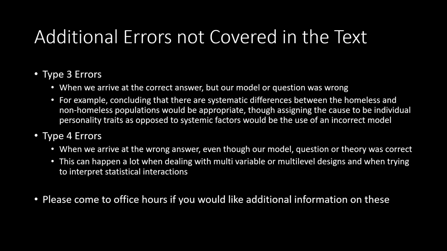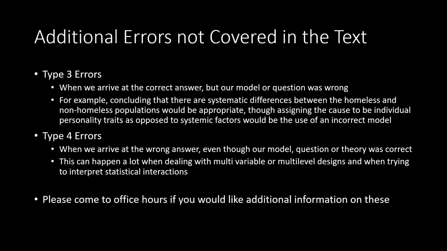Rather, a much more effective model to explain the differences between these two populations would be that there are systematic factors around the two populations that govern the differences between them. So here we have a correct difference that is observed. It is reflected in the world itself, but our explanations for why that in fact is the case are incorrect. Now, type 4 errors are a little bit stranger even still, and this is when we arrive at the wrong answer even though our model is correct.